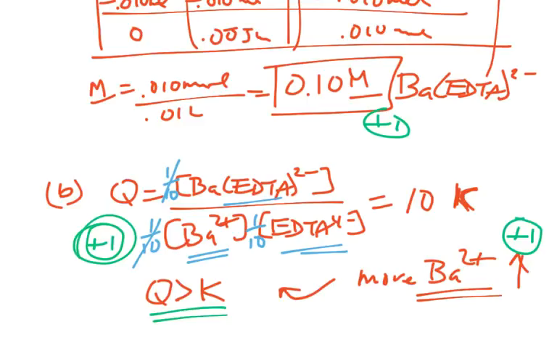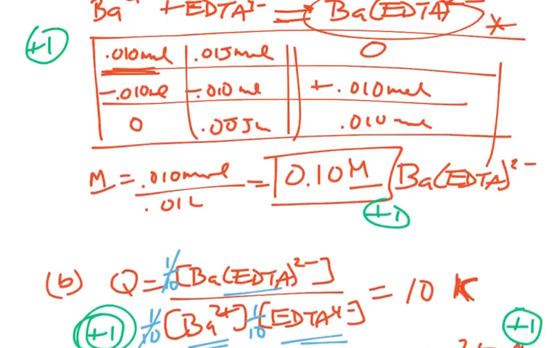And if you want to do Q versus K, that's a useful thing. Le Chatelier is a little tough. So how they say this, that the number of moles of barium increases because the percent dissociation of barium EDTA 2- increases as the solution is diluted. That's the scoring guidelines, and I don't get that at all.